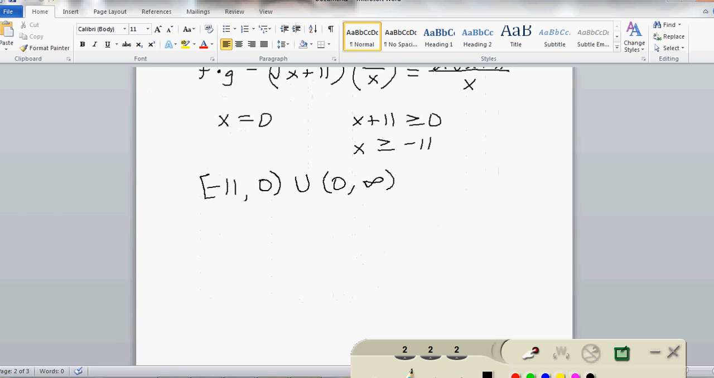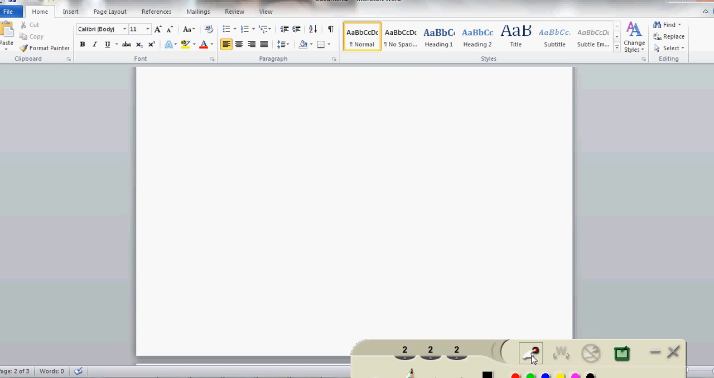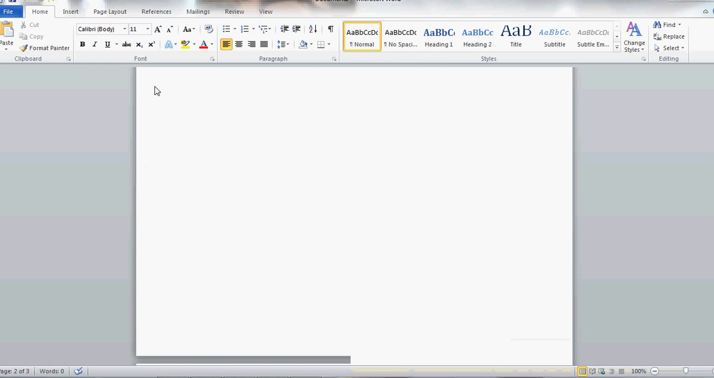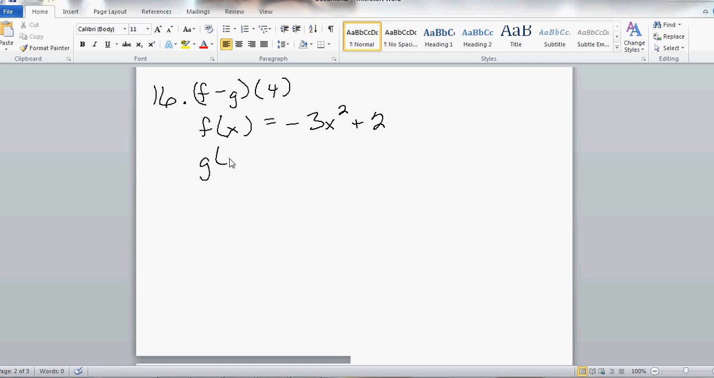The last two problems are word problems, and so we can just deal with what they have. It says find f minus g of 4 when f of x is equal to negative 3x squared plus 2 and g of x is equal to x plus 6.